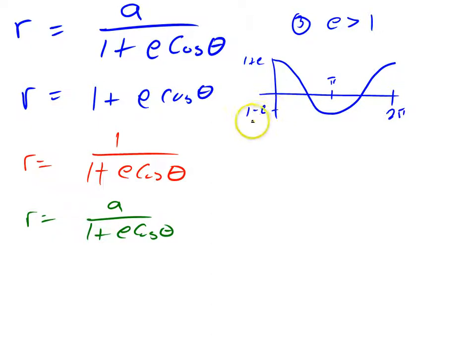With e being bigger than 1, 1 minus e is now negative. Now 1 is right in the middle of the high and the low point, so 1 is maybe right here. This would be at pi over 2, and right here would be at 3 pi over 2. That's where 0 got shifted up 1. Right?